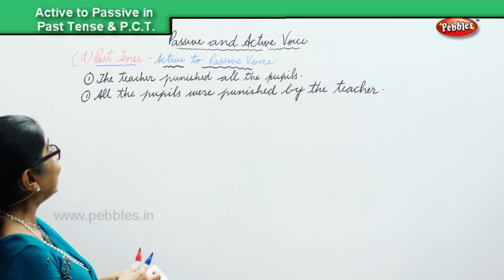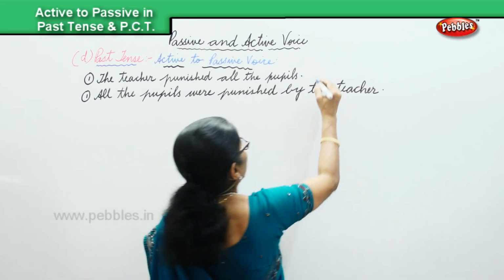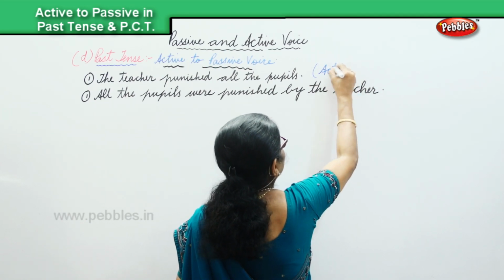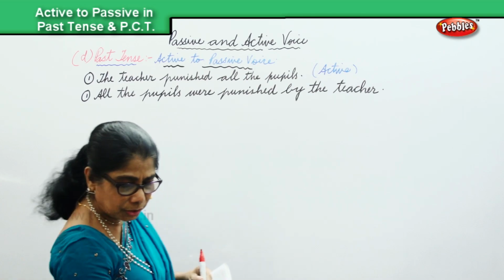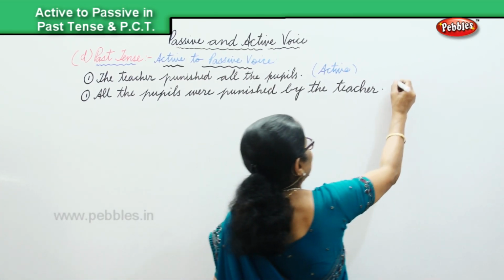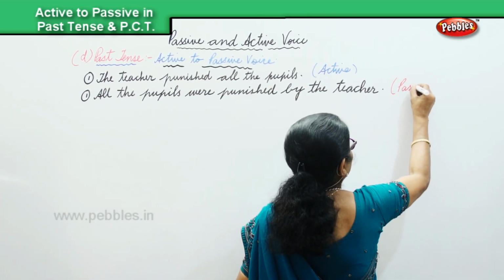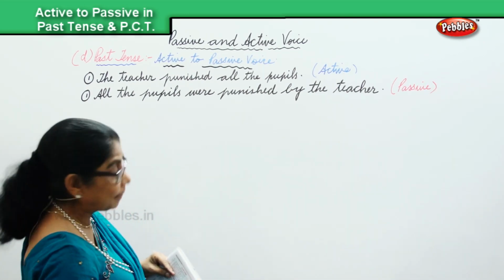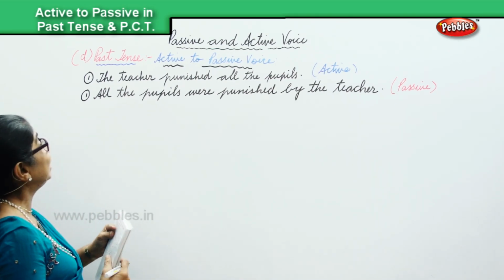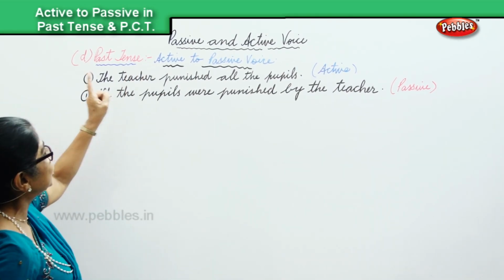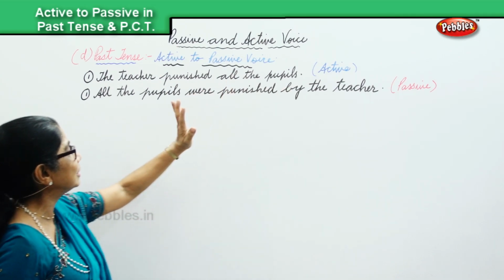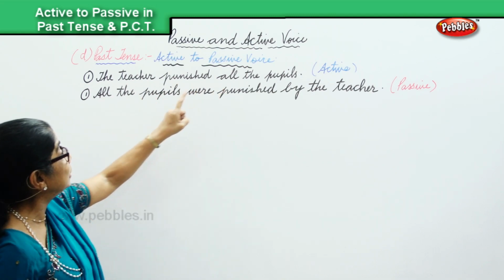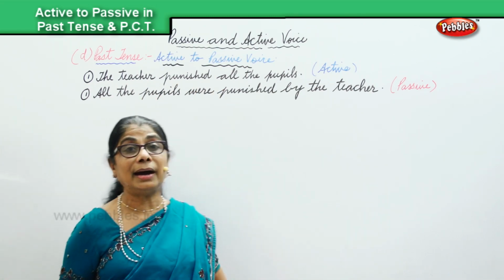The first is active, and then we are changing into passive. This is active voice, and we have changed to the passive in the next sentence. We are looking at the past tense, changing from active to passive. The teacher punished all the pupils, that's active. All the pupils were punished by the teacher.